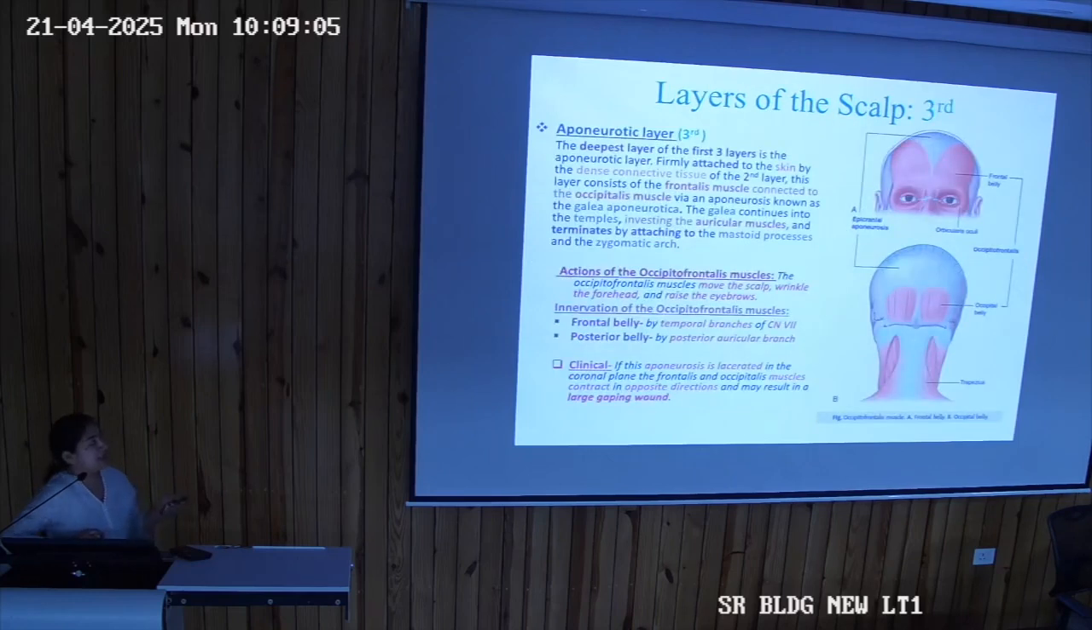Next, coming to the third layer. So first layer is skin, second is dense connective tissue, third we are talking about the epicranial aponeurosis. So aponeurosis is always related to a muscle. So here the muscle is occipitofrontalis. So there are two bellies of occipitofrontalis muscle, occipital belly and the frontal belly. So the frontal belly of occipitofrontalis is lying anteriorly, right? And the occipital belly is lying posteriorly.